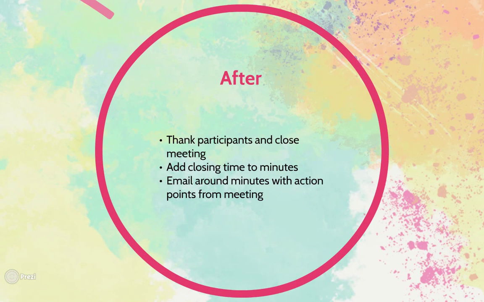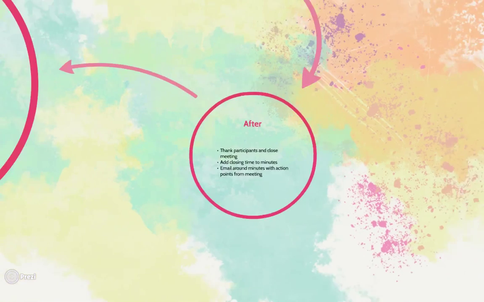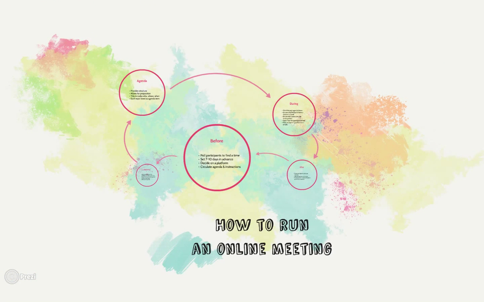And then at the close of the meeting, if you are chairing, it's up to you to thank your participants, officially close the meeting so that people know that they can leave, add that closing time onto the minutes, and then you need to email around those minutes with action points from that meeting, so everyone knows what was agreed upon, what will be done by the time you hold your next meeting. And that brings us back round to circle number 1, planning for the next meeting again.